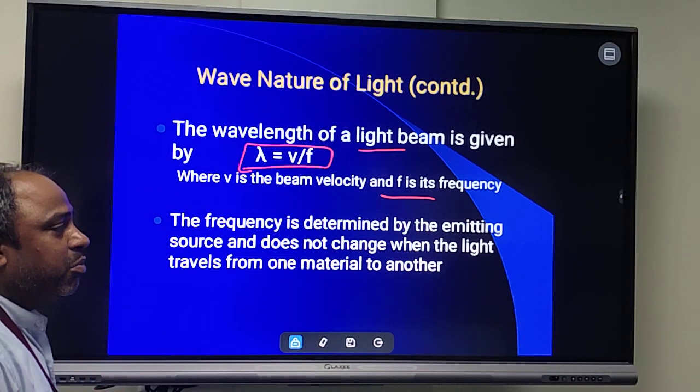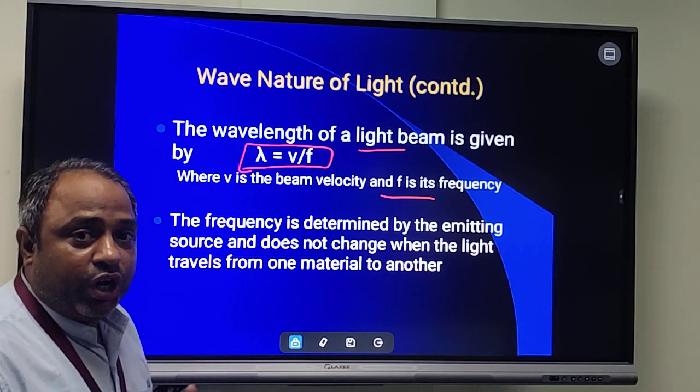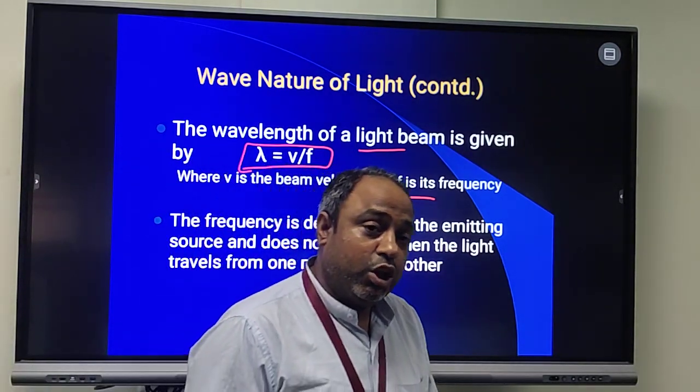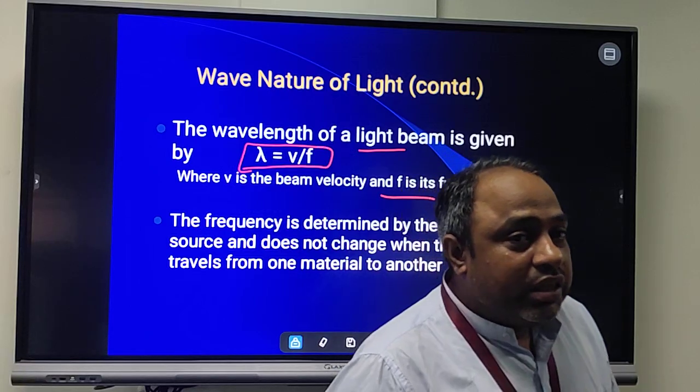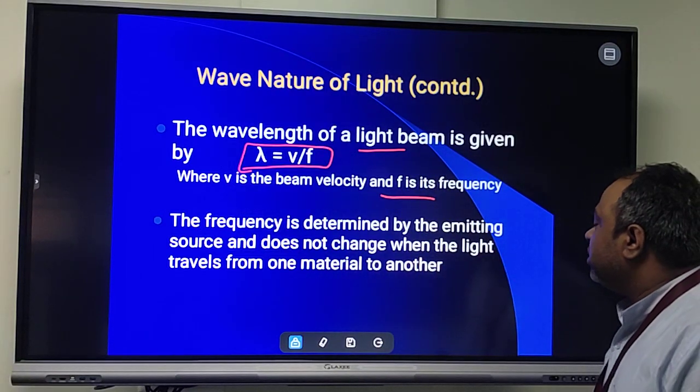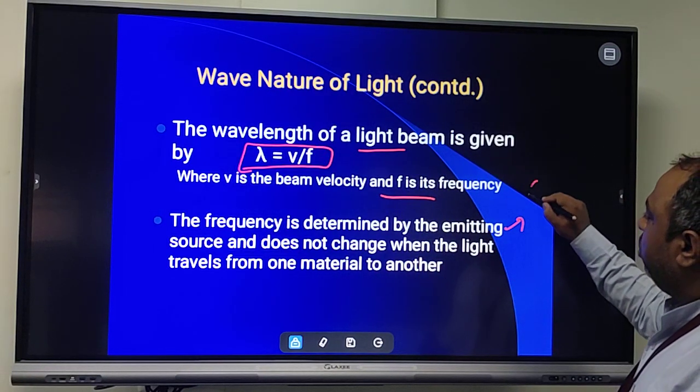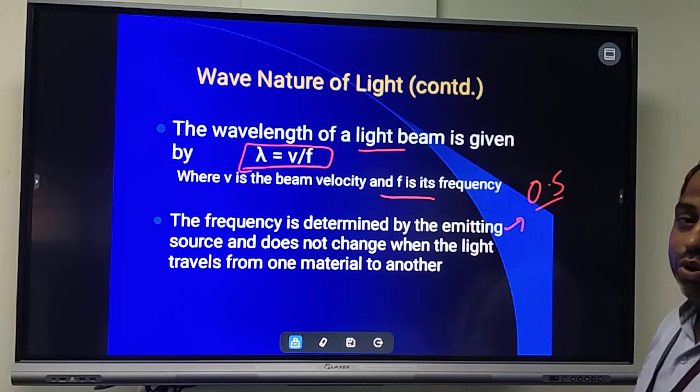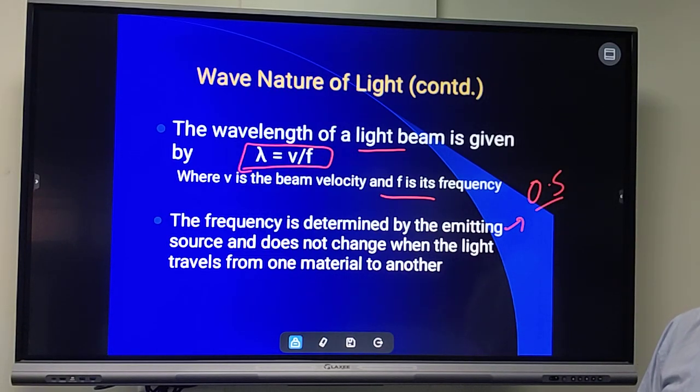Now the frequency is determined by the emitting sources. Now we are talking about emitting sources. Again, the optical source comes into the picture at this point. You just understand the point: the optical source is one of the most important parts of optical communication.